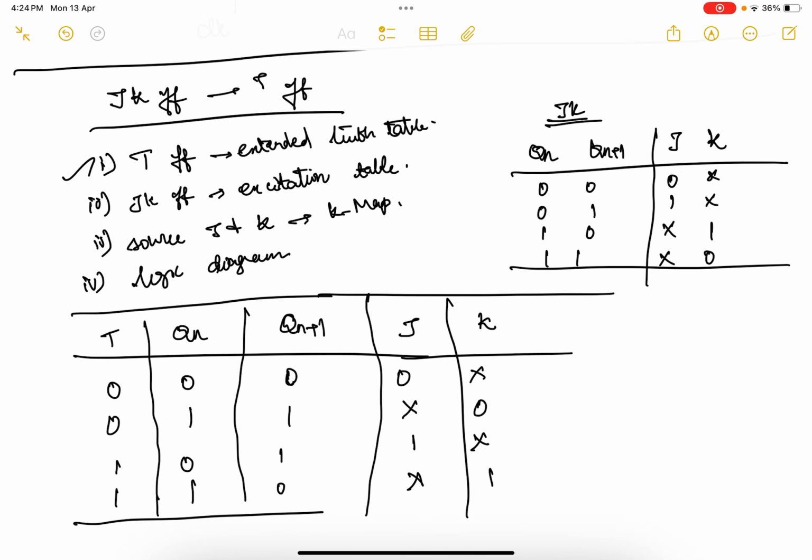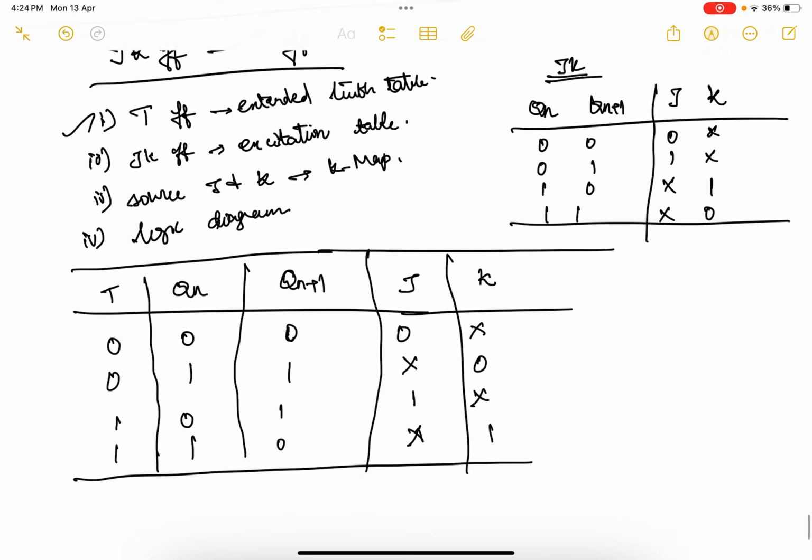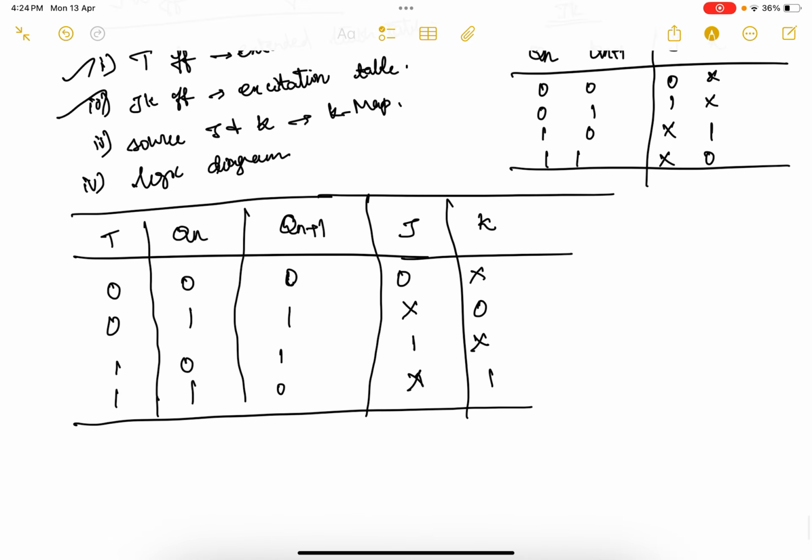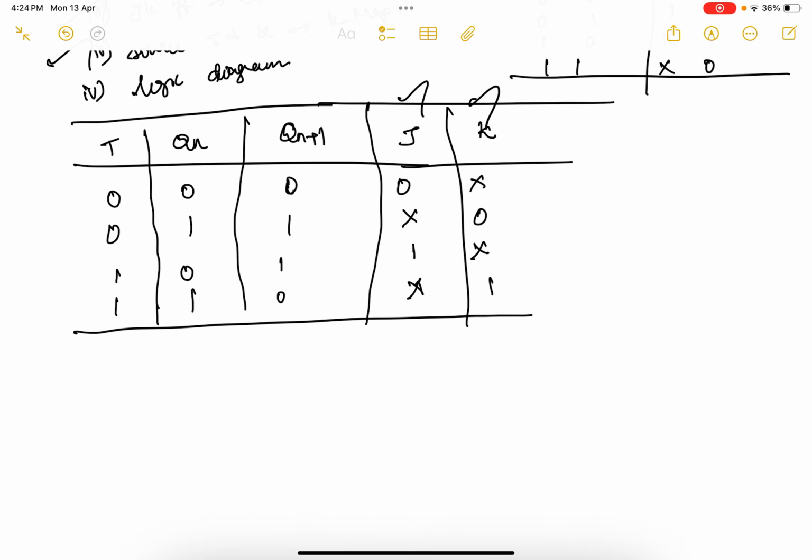Okay, for 10 it is nothing but x1. Clear? So now the excitation table is also over, this is also over. Using this, now you want to find the K map for J and for K. So for J I am going to draw the K map. It is going to depend on a two-variable function.